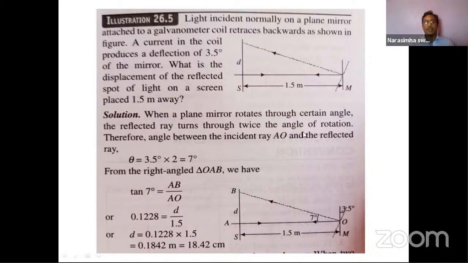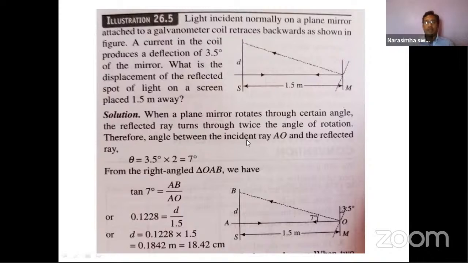See, this problem is related to what? Double the angle. When the mirror is deflected by an angle theta, then the angle between the incident ray and the reflected ray will be double. Keeping that concept in mind, when a plane mirror rotates through a certain angle, the reflected ray turns through twice the angle of rotation. Observe this diagram here.